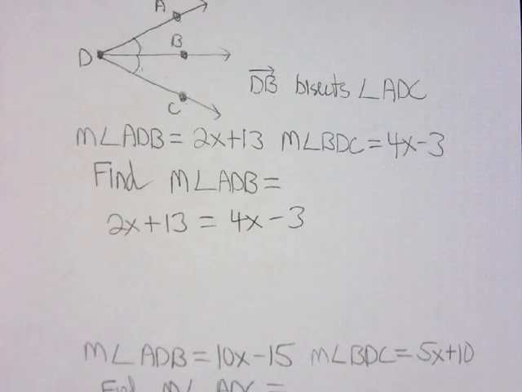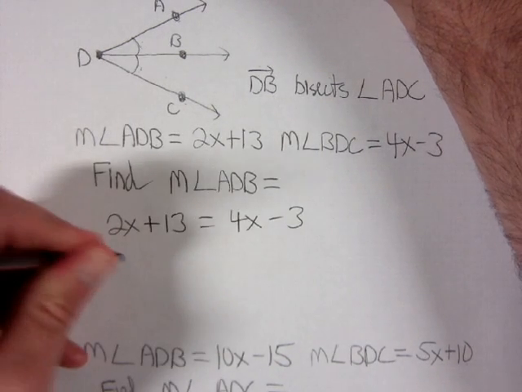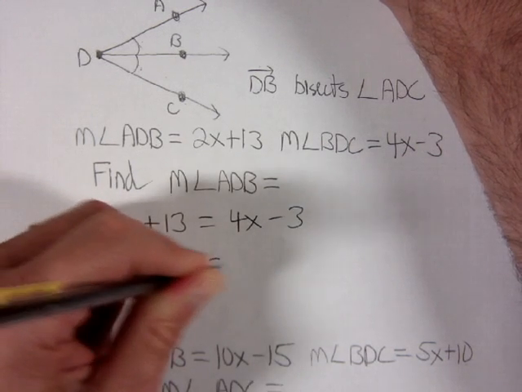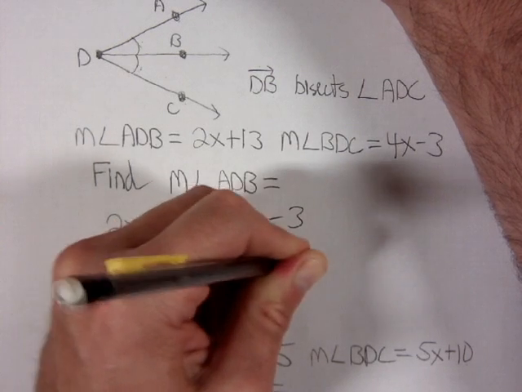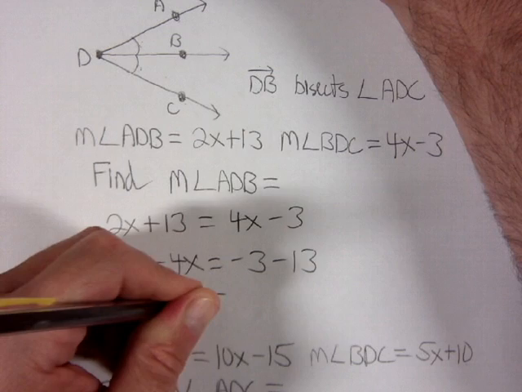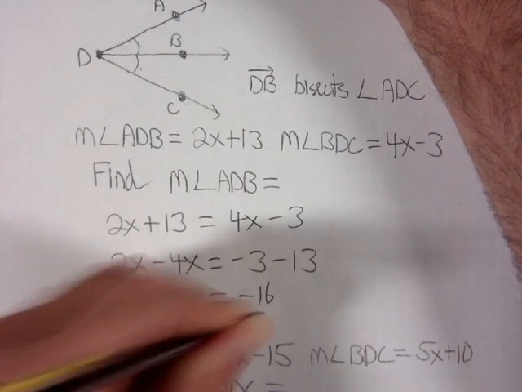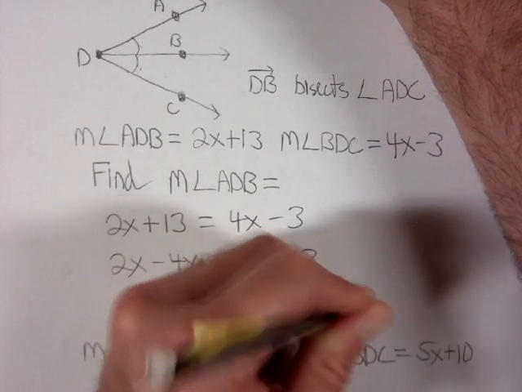And so from here, again, I want all my x's to one side, regular numbers to the other side. 2x minus 4x is equal to negative 3, I was bringing my 13 to the other side as a minus. Negative 2x is equal to negative 16. I divide both sides by negative 2. And now I've got x is equal to 8.